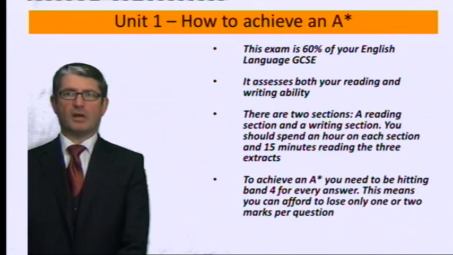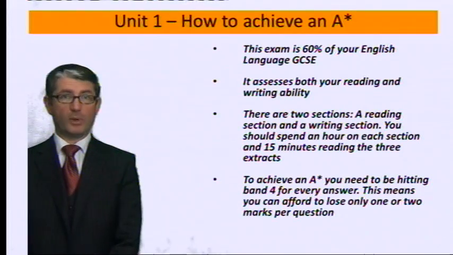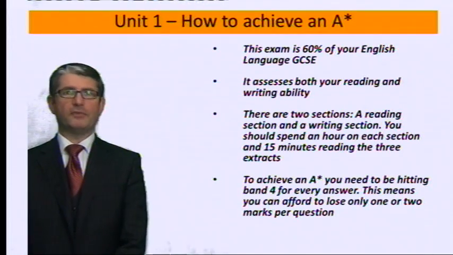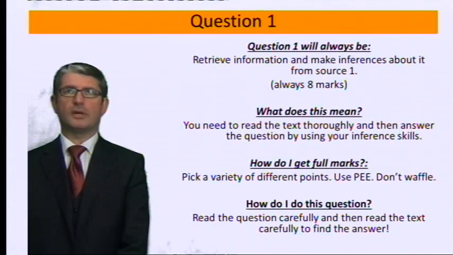And to achieve an A star, you need to be hitting band 4 for every answer. This means you can afford to lose only 1 or 2 marks per question. So for each of the questions, we're going to look at what a band 4 answer looks like. So let's go straight on into question 1.